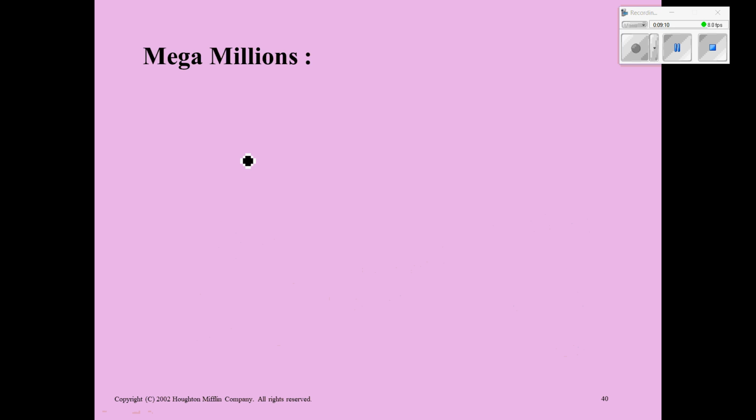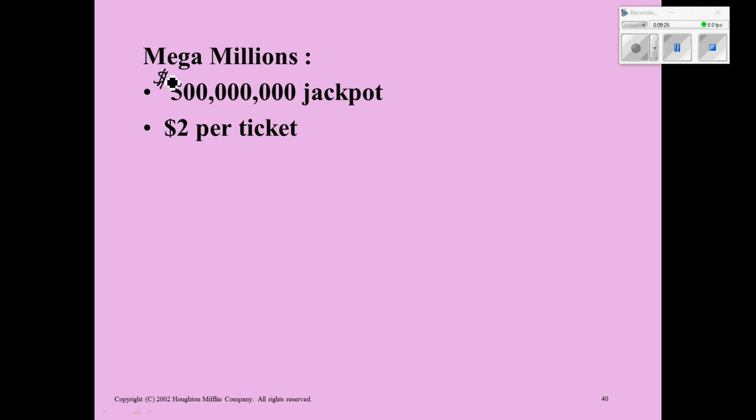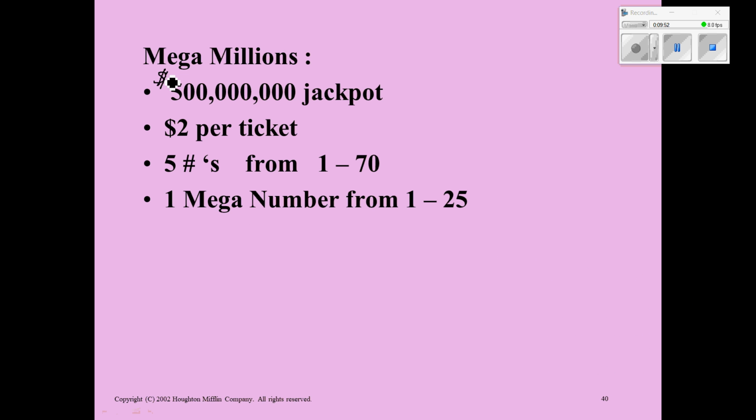Here's another example, Mega Millions. Let's say there's a $500 million jackpot. That's how much money you win. A ticket costs $2. The way Mega Millions works is you pick 5 numbers from 1 to 70. When you do these kinds of lotteries, the order doesn't matter, so it's just they pick the 5 numbers. If we're actually calculating this, it would be a combination, not a permutation. Combination: order doesn't matter. There's one mega ball you have to pick from 1 to 25.